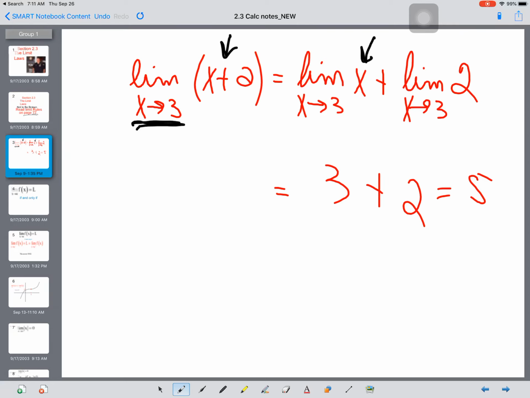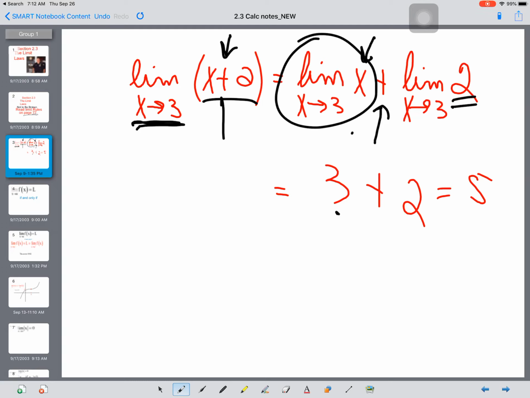Most equations are nice, and by nice I mean they're continuous, their domain is all real numbers. If that's the case, what's going on at the point is what the function is doing as it gets near the point. So one of the rules in this section says if you have the sum of two things and you're taking the limit, you can break the limit of a sum apart into the sum of the limits. So I take the first one, break it apart, take the second one, break it apart. Everywhere there's an x, you plug in 3.